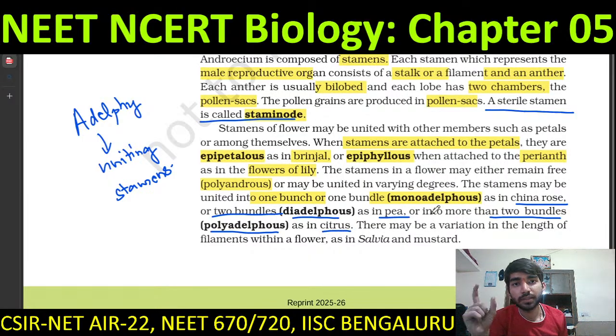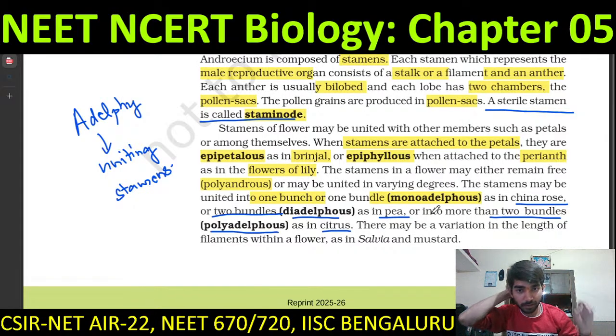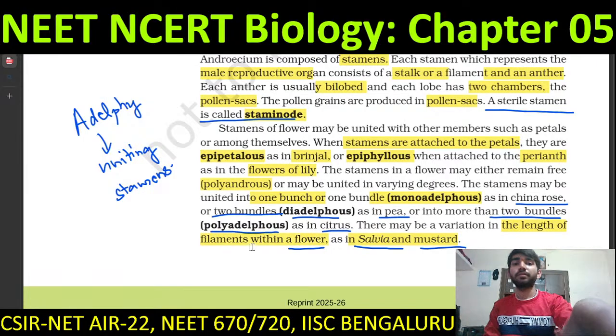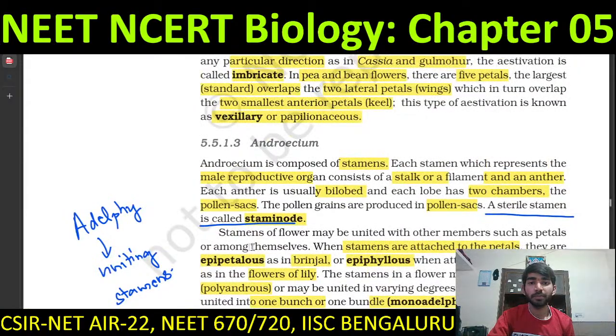So remember, these are bundles. These are not individual stamens. It's not like there are many individual stamens. There are many bundles of fused stamens, so then it is called polyadelphous. There may also be variation in the length of the filaments within a flower. Example is salvia and mustard. Remember, it is not salvinia. Salvinia belongs to the previous groups of plants that we studied, but here it is salvia and mustard. Here the filament can be of varying length within a flower. So you just have to remember all these examples.